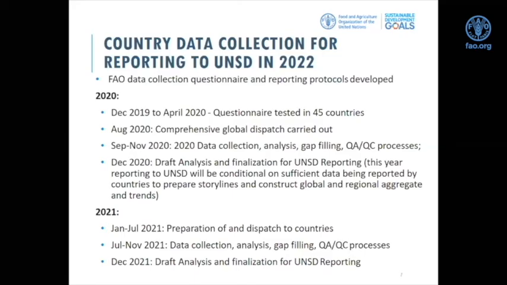For the 2021 data collection cycle, we have the following recurrent activities planned. From January to July, of course, we will be busy in preparation, and then we will send a dispatch to countries as planned in July or August. And then from July to November, again, the same process which I spoke about. So we will do analysis, gap filling, quality assurance and quality control. And then by December 2021, we will report it to UNSD.